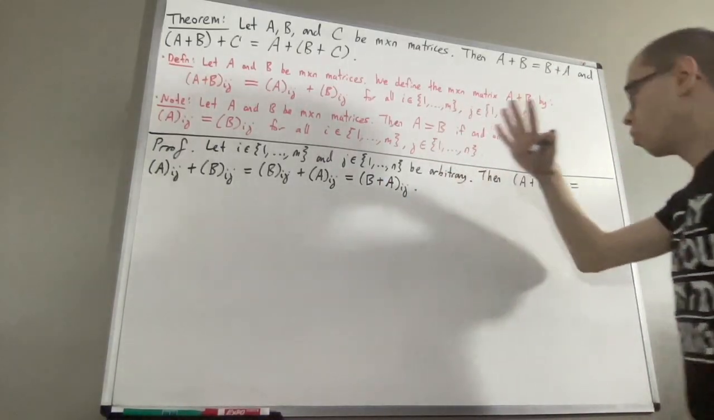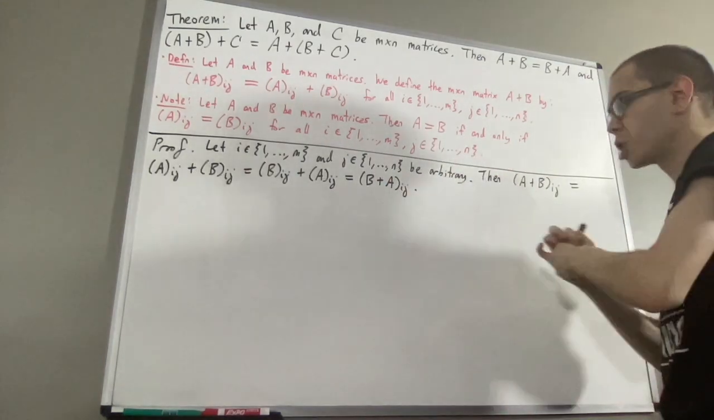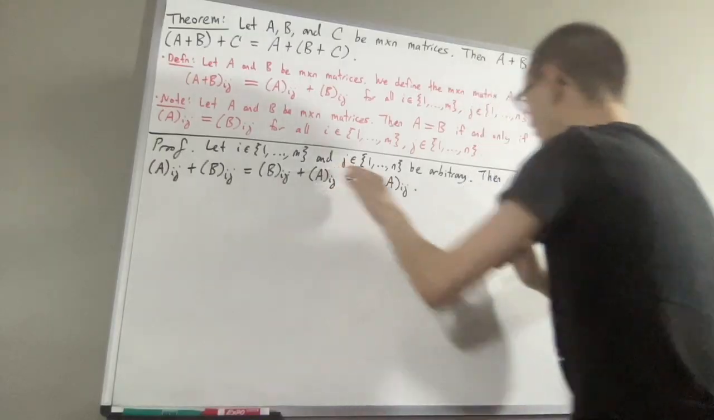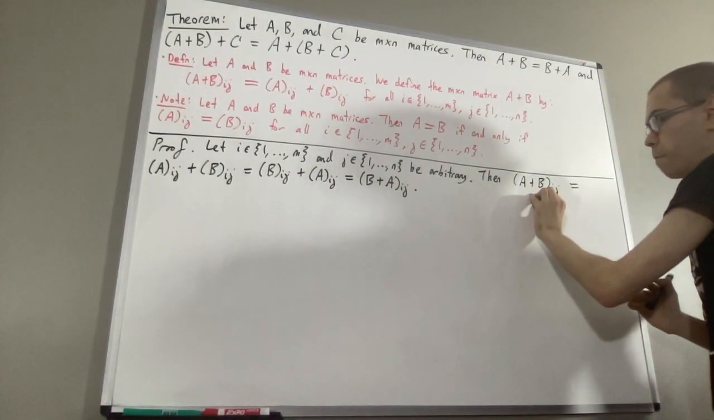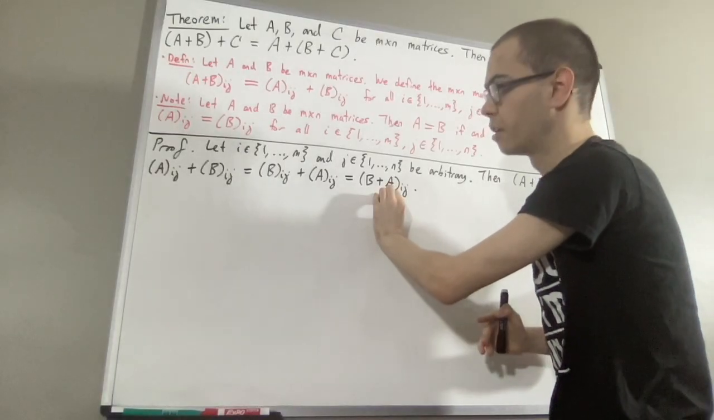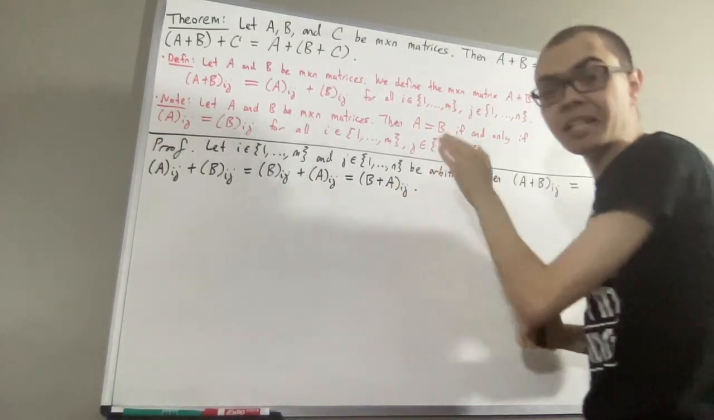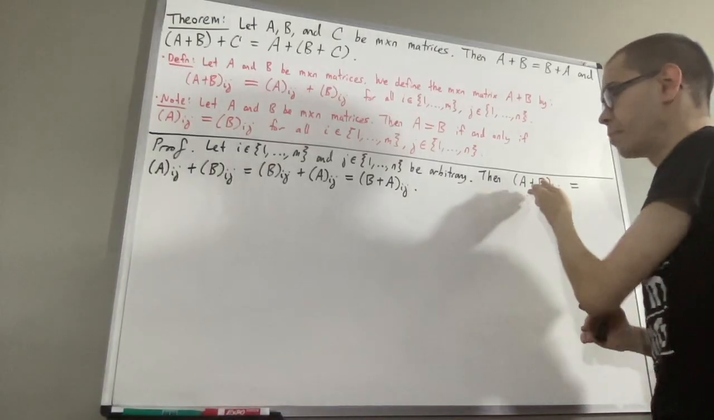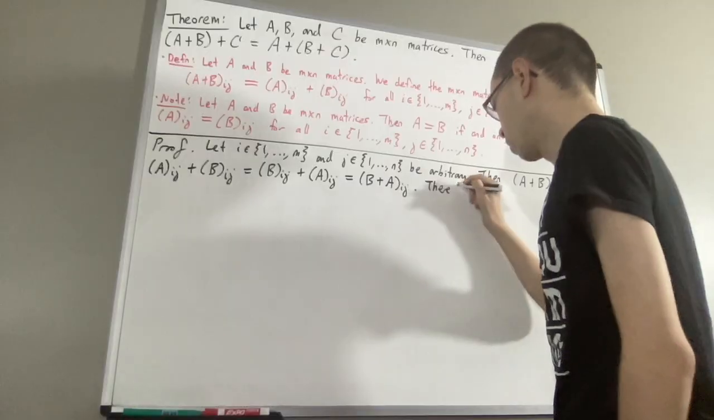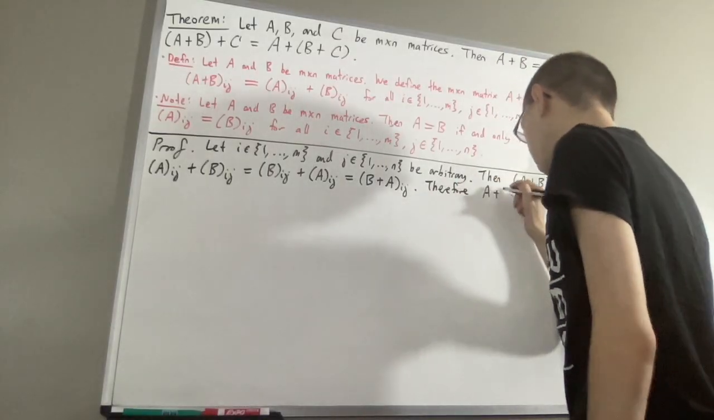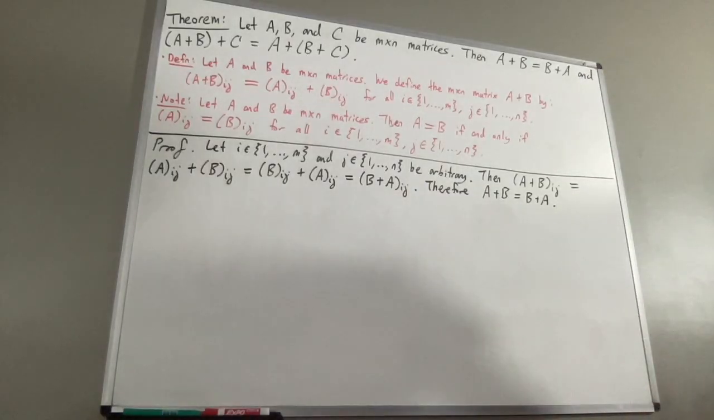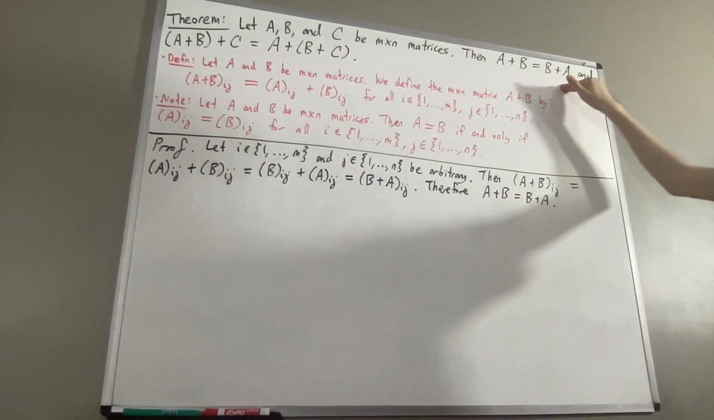So, what does this show? This shows, given arbitrary i and j, that the ij entry of matrix A plus B is equal to the ij entry of matrix B plus A. But that's precisely what it means for matrix A plus B to be equal to matrix B plus A. So we can conclude that matrix A plus B is equal to matrix B plus A. So that proves this equality.